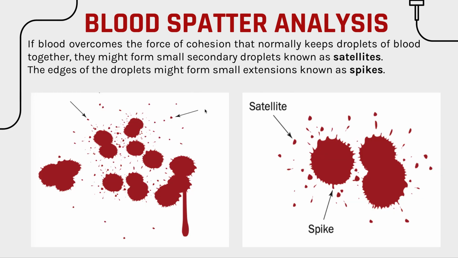There are a few different parts of our blood spatter anatomy that we will look at in order to get more information about this blood spatter pattern. If blood is able to overcome the forces of cohesion and adhesion, it might form small secondary droplets known as satellites. The edges of the droplets might also form small extensions known as spikes. You can see some satellites here as well as over here, and then we've got some spikes going on over here.